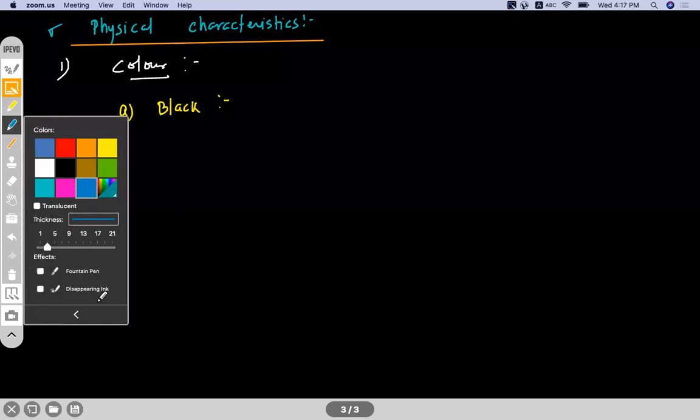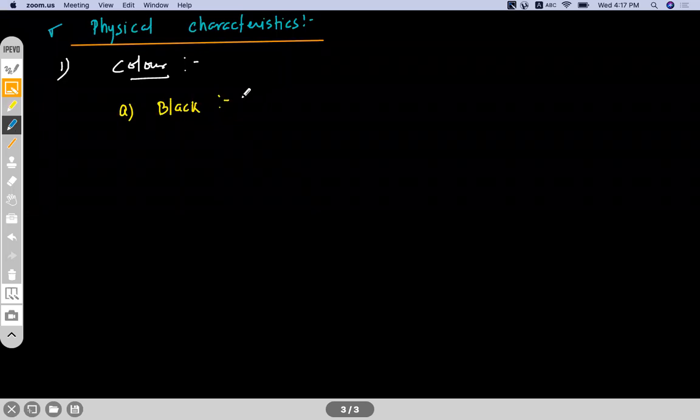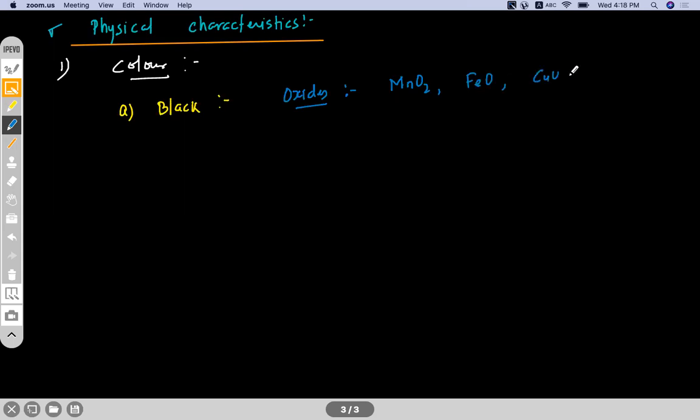Okay, the black color compounds we have can be oxides and sulfides, and we also have some blackish brown ones, sulfides only. So some oxides are of black color. For example, oxides of black color: MnO2, FeO, CuO, then cobalt oxide Co3O4, Fe3O4, and nickel oxide Ni2O3.